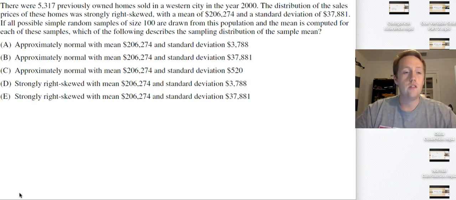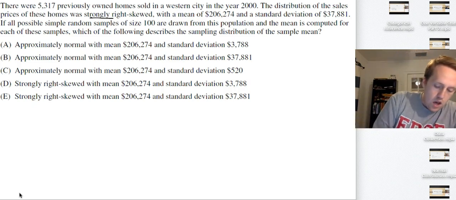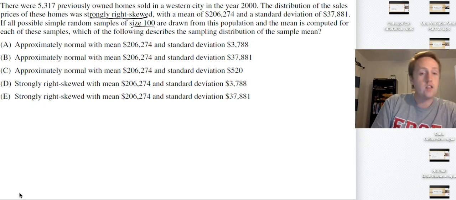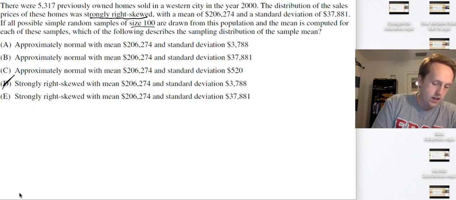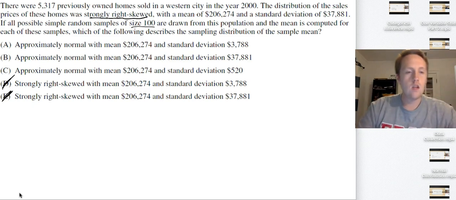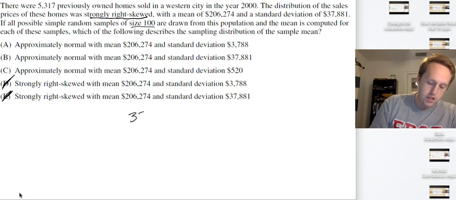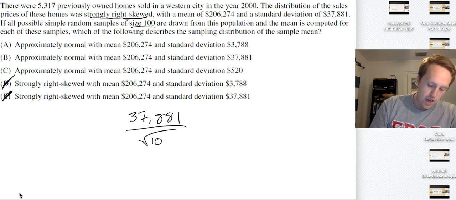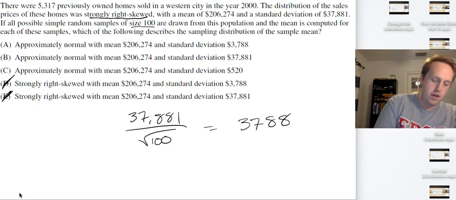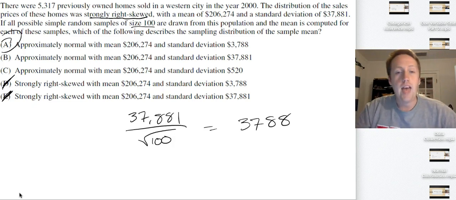Okay, so the first thing each of these is talking about is shape. They said strongly right skewed. However, I said sample size is at least 30. So I say that it's normal. So it should be normal because the sample size is big enough. Now the mean should be the mean, but that didn't help me any. There is a standard deviation formula. If I take 37,881 and I divide it by the square root of n, that should be my standard deviation, A.